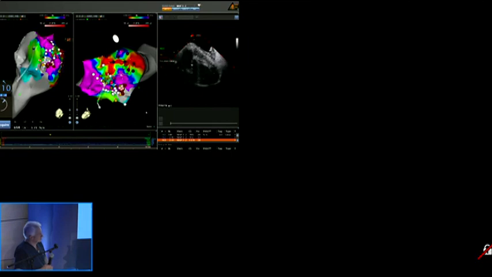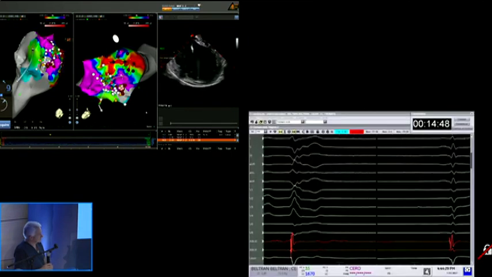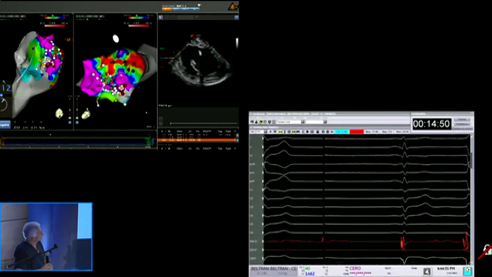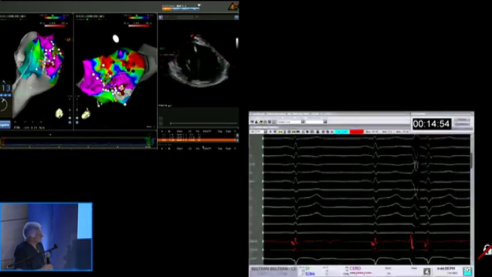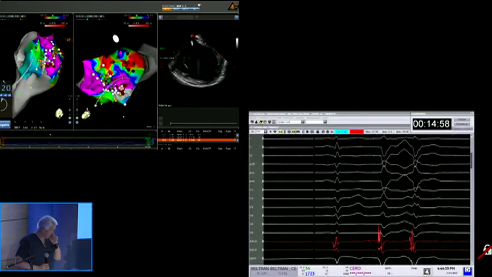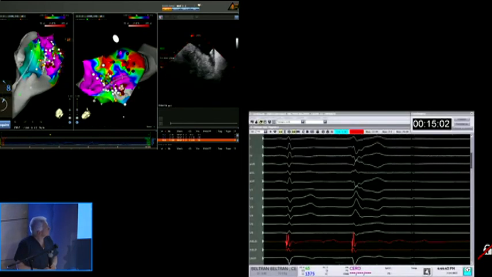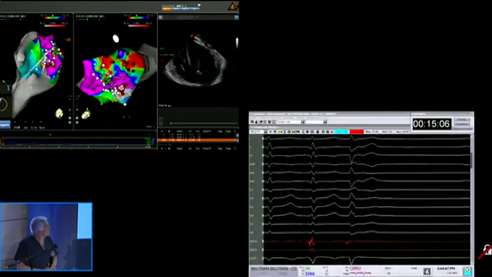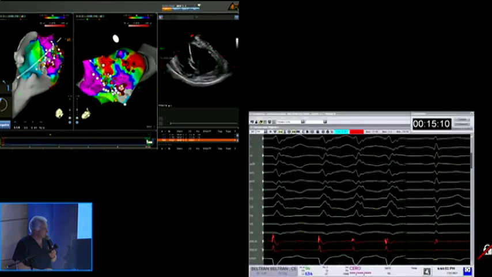Well, why don't you ask someone to help you with the map and you help us with the pentarray? Yeah, choose a point in sinus rhythm, please. Please identify a point in sinus rhythm. This is the apical scar. Do a pentarray, Miguel? It's coming.